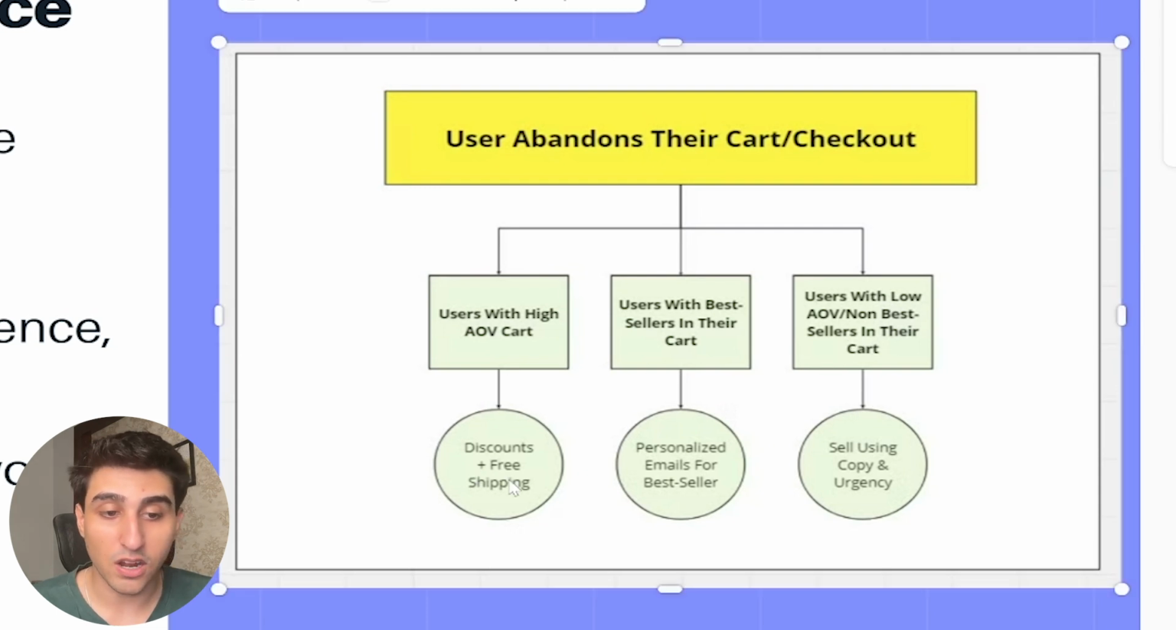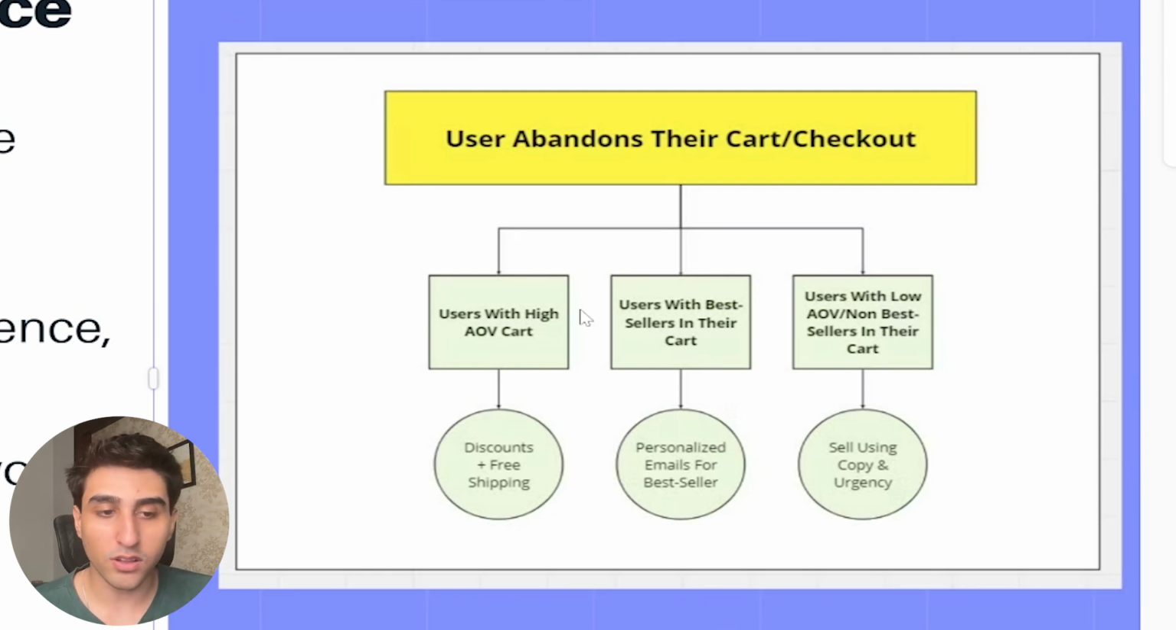We're gonna be sending discounts plus free shipping to people who have higher average order value cart, because it makes sense, right? They're spending more with us, so we can afford to give them a discount. Then people who have best sellers in their cart, we're going to be sending them personalized emails for their best sellers. And thirdly, people with products other than these two are going to get sold using copy and urgency, and you might not want to give them a discount because they're not spending enough money with you, right?